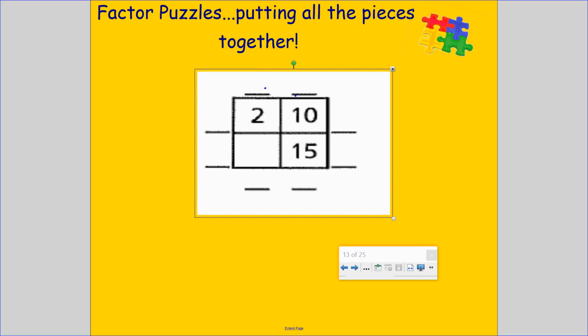So let's write 5 times 2 is 10. 2 times 1 is 2. Bring down the 5, bring down the 1. What makes 15? 5 times 3. So the 3, you bring it down here. 3 times 1 is 3. So in the factor puzzle, the top is equivalent to the bottom, and the left is equivalent to the right.